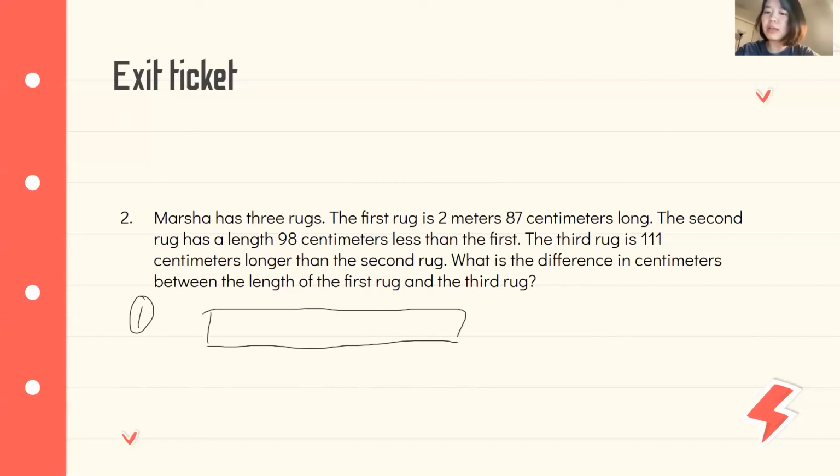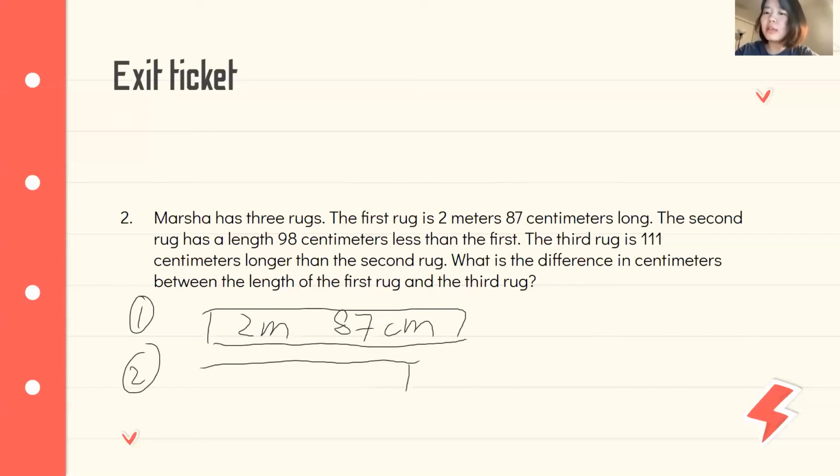So for the first rock, that is 2 meters 87 centimeters. Okay, and the second rock has a length 98 centimeters less than the first one. So for the second one, that's a little bit shorter. And this extra part, that is 98 centimeters. And we don't know this length yet, so I will give a letter A.